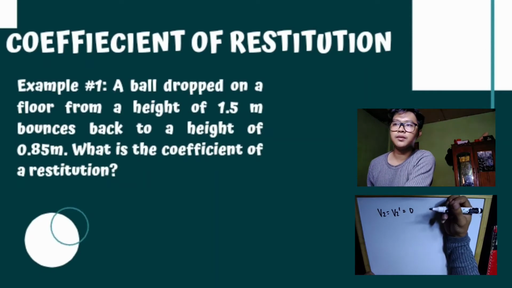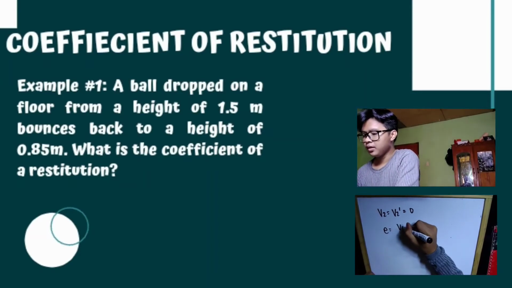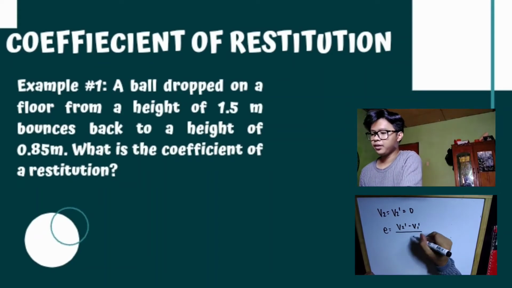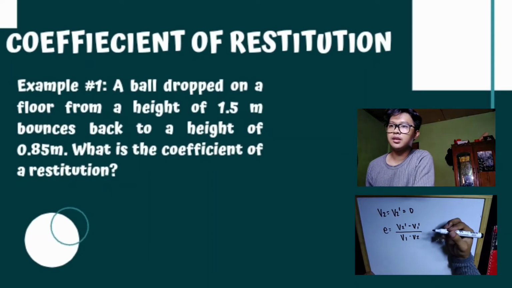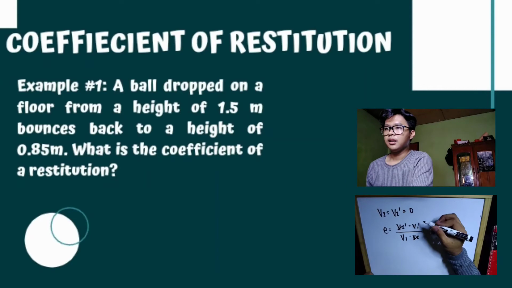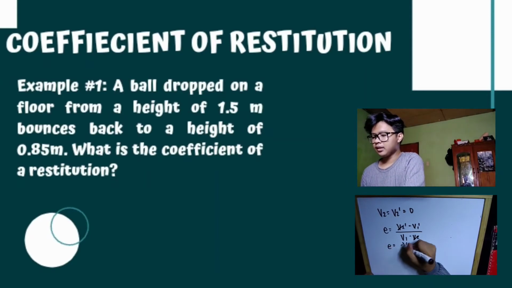So, ang formula natin for coefficient of restitution is E equals v2 prime minus v1 prime over v1 minus v2. So, 0 natin yung v2 prime at v2. Cancel natin. So, we have now negative v1 prime over negative v1.